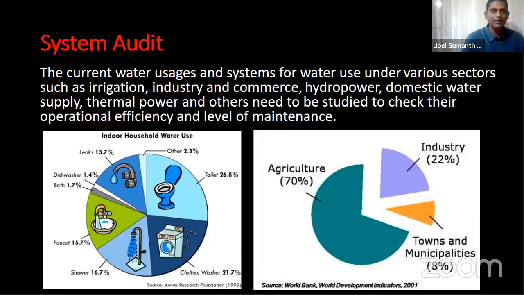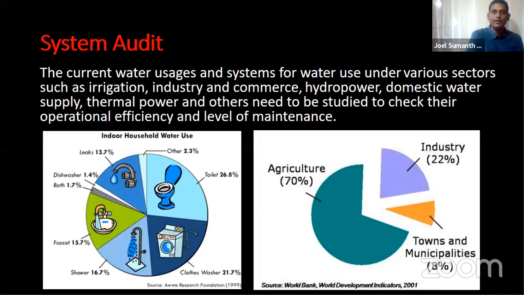is actually being consumed. If you can see these diagrams, it will show how much water we consume for drinking, how much water we consume for our toilets, how much water we consume for washing our clothes, how much water we consume in the faucets.